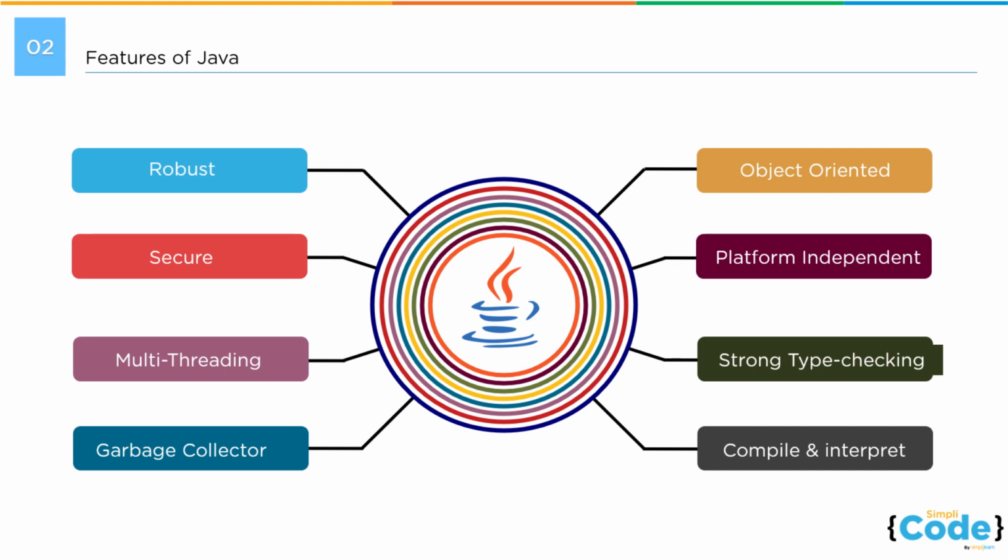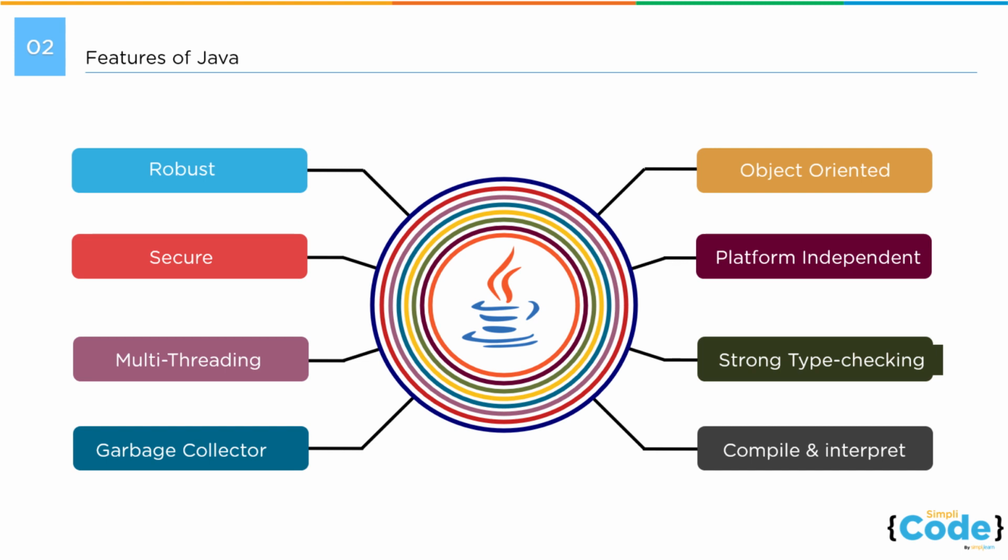When you run your program, it's a two-step process in Java. You compile the program and then you execute the program, which we also call interpretation. So you have a Java compiler and you have a Java interpreter. You first compile your program and then you run the program using the help of the Java interpreter.